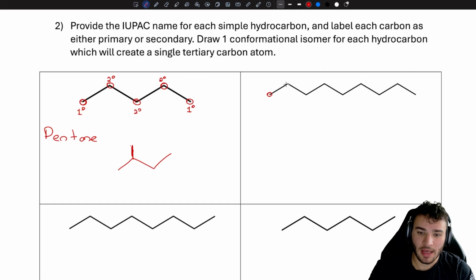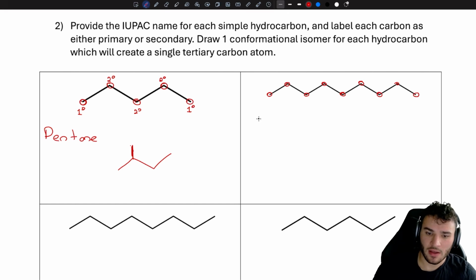The next molecule will have 1, 2, 3, 4, 5, 6, 7, 8, and 9. And so notice that 9 carbons, the name of our molecule will be nonane.